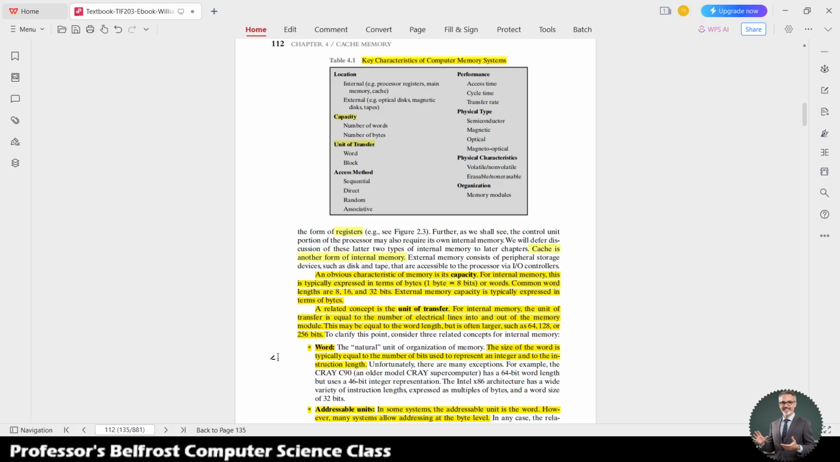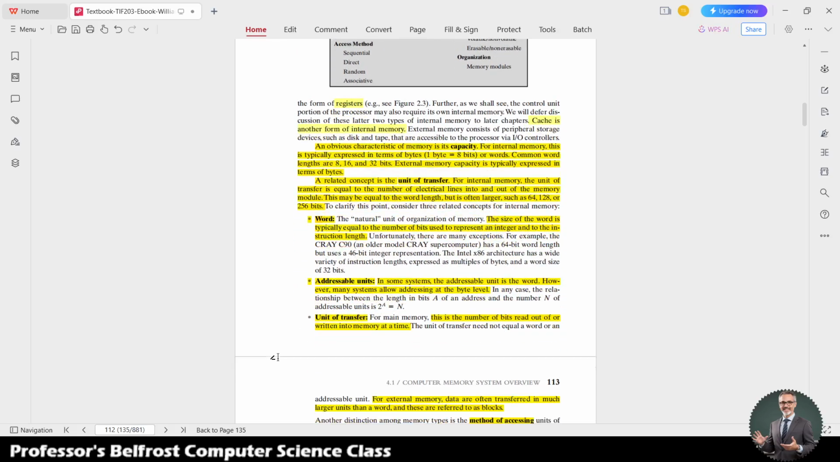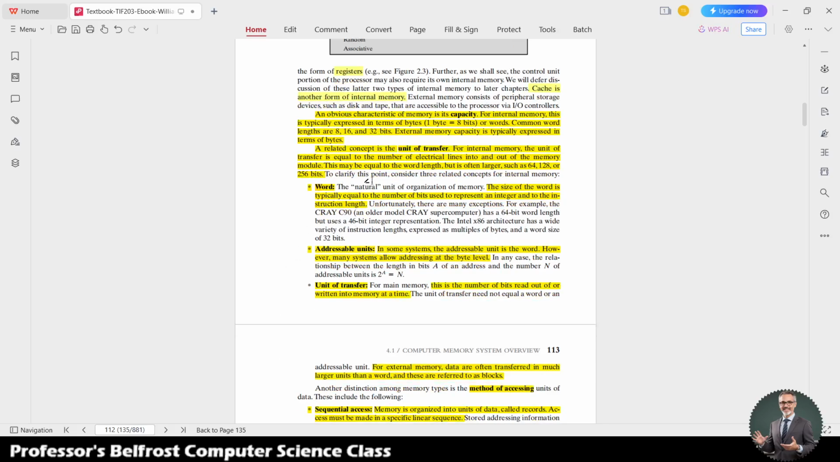To clarify this point, you need to really understand these three things. First, the word, which is the natural unit of organization of memory. Its size is typically equal to the number of bits used to represent an integer and the instruction length. But there are also many exceptions here. Second is addressable units. In some systems this is the word, but many systems also allow addressing at the byte level. The third one is the unit of transfer.